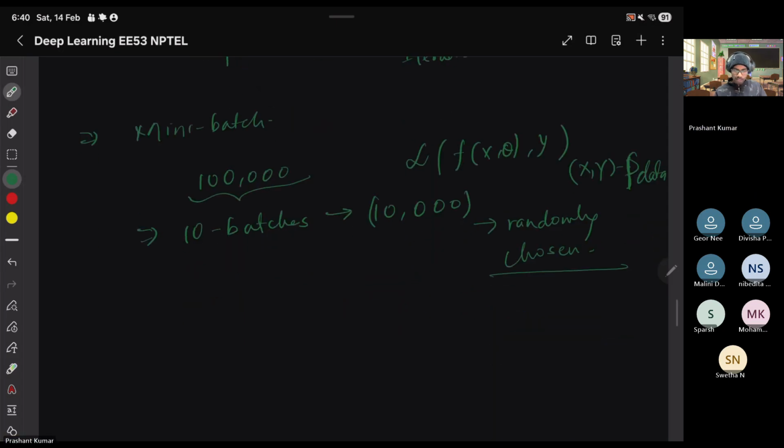Why am I saying randomly chosen? Let's say you did some experiment, a sequential experiment in which you went from x1 to x100,000 sequentially and took all the data in a sequential manner, because you wanted your experiment to be well understood. And then you took the first 10,000 as one batch, another 10,000 as another batch. So basically, let's say this is your experiment.